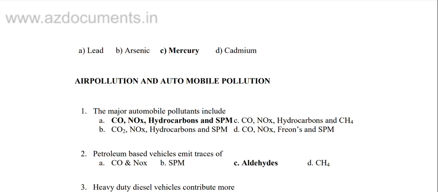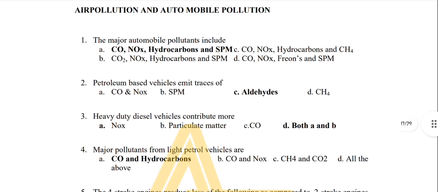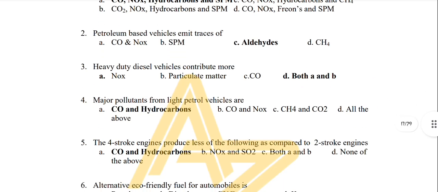Third model, air pollution and automobile pollution. First question, the major automobile pollutants include carbon dioxide and nitrogen oxide, I think. Hydrocarbons and SPM. Petroleum based vehicles emit traces of aldehydes and heavy duty diesel vehicles contribute more of both A and B, NOx and particulate matter.